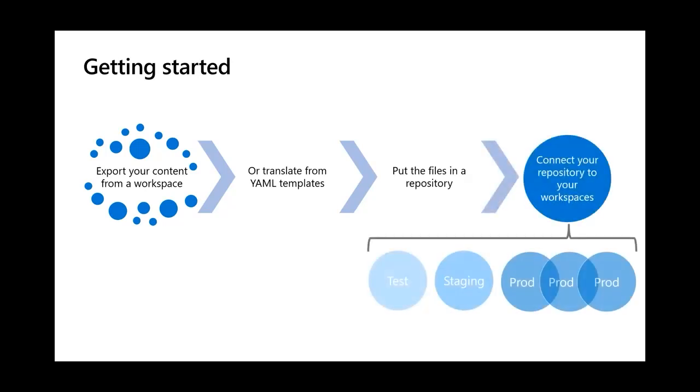And once the files are there, you connect your repository to your workspaces, as we've seen, and you probably do it to multiple ones. So you take the same repository and connect one branch to your test environment, one branch to your staging environment, and the main branch to multiple production environments.